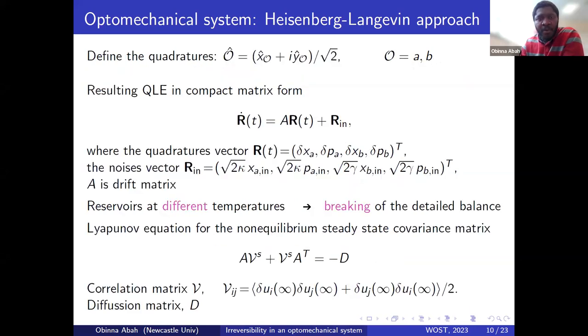So if we now introduce some quadratures, you can rewrite the dynamics in compact form, where R of T is just the quadrature vector of the two modes, the cavity mode and the mechanical mode, and then the noise vector, which describes the different input noises. And A is the drift matrix, which encompasses all the elements of your system. Analyzing this equation tells you all the physics, assuming that you have these two reservoirs or environments at different temperatures, which results in breaking of the detailed balance.